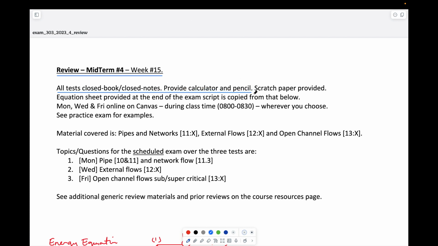The exams will be on Canvas in the comfort of your own surroundings, so you can choose the paper that you have available. And there'll also be the same equation sheet provided at the end of the exam, just like there has been on the other ones, which will comprise the material beyond this. They're all during class time, 8 to 8:30 on Monday, Wednesday and Friday in week 15, the last week of classes, and they follow the same format as other exams.